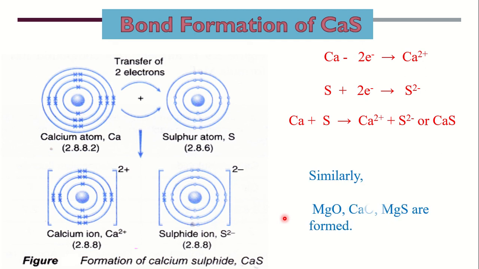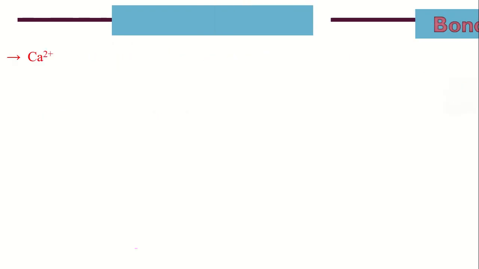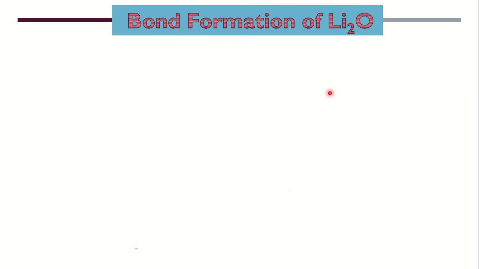In the same way, like calcium sulfide, magnesium oxide, calcium oxide, magnesium sulfide, these compounds are formed because in all these compounds, magnesium and calcium are cations and oxygen and sulfur are anions. Magnesium and calcium are metals and they form cations, and oxygen and sulfur are non-metals and they form anions. Magnesium and calcium release 2 electrons and oxygen or sulfur accept 2 electrons and they are bonded by ionic bond.